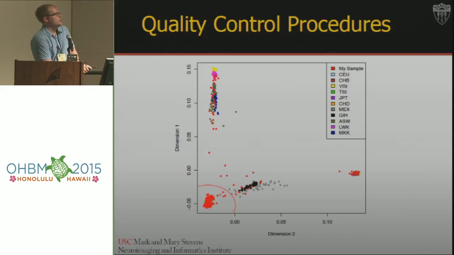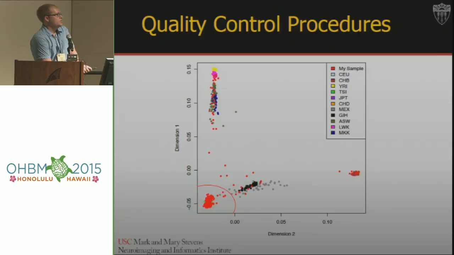CEU corresponds to people of European ancestry, and TSI is a sample from Tuscany in Italy, and our red dots are actually completely covering those two samples here. So this is about where the CEU samples fall. But you can see there's quite a few red dots that fall within or closer to the reference samples of different ethnicity.